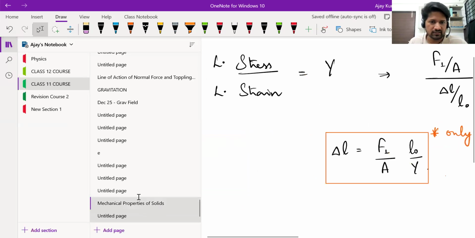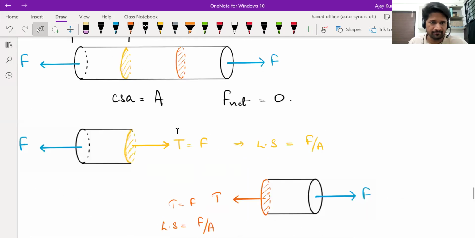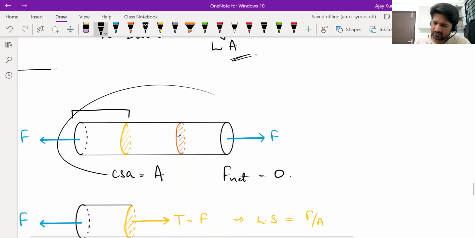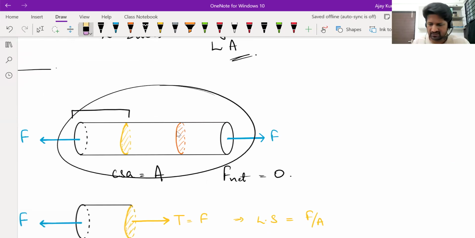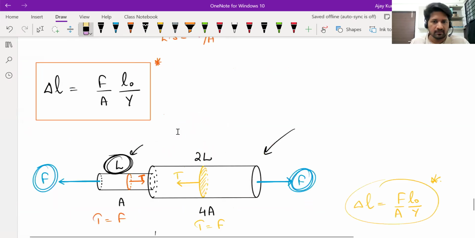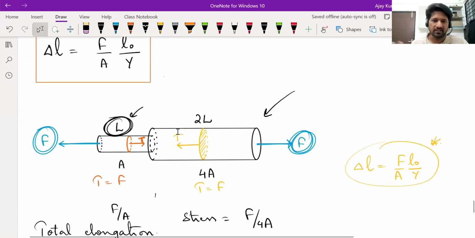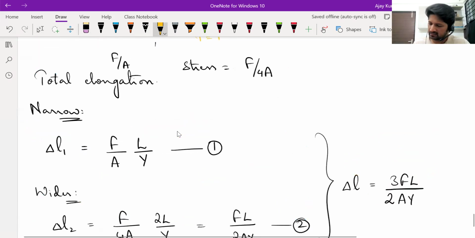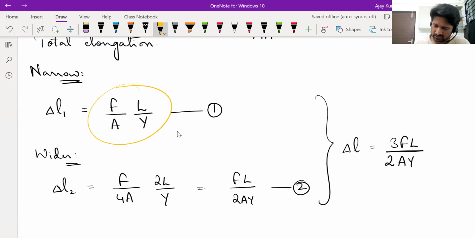Last class, we discussed cases where the stress is uniform. For example, this case where the cylinder is being pulled by the same amount of force in opposite directions. This creates uniform stress. We found out elongation. Here, there were two parts into which we divided this object. On the narrower part, there was one amount of uniform stress. On the wider part, there was a different amount of uniform stress. So we split it into two separate parts. We found out elongation in the narrow part, and we found out elongation in the wider part. You add the elongations, delta L1, delta L2, you get the total elongation.